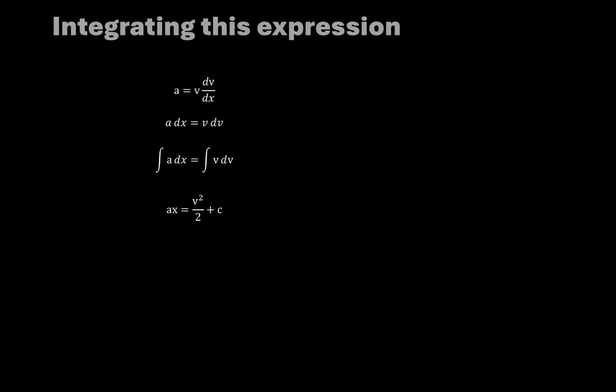How are we going to find that constant of integration? Let's have a look. We need some initial conditions. What we're going to use is that at displacement equals 0, the velocity equals some initial velocity. If we plug this in, we get a times 0 equals v naught squared over 2 plus c. a times 0 must be 0, we know anything times 0 is just 0. If we rearrange a little bit here, you get that c equals negative v naught squared over 2.